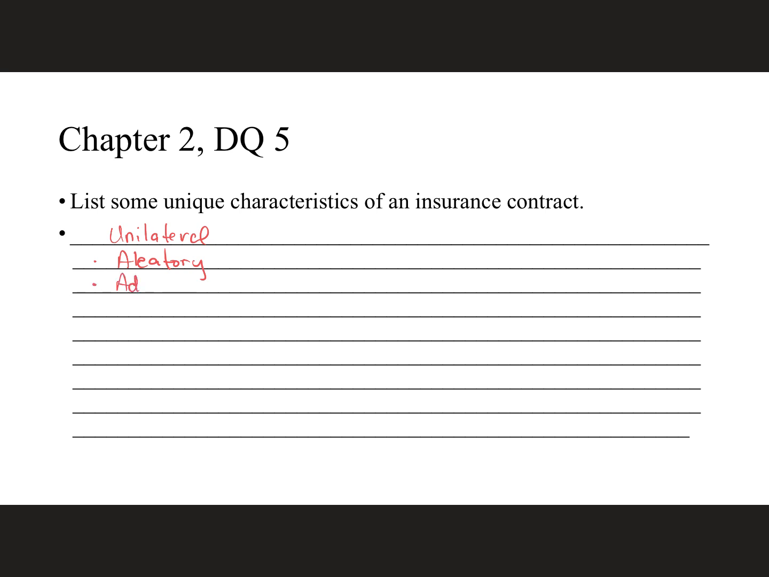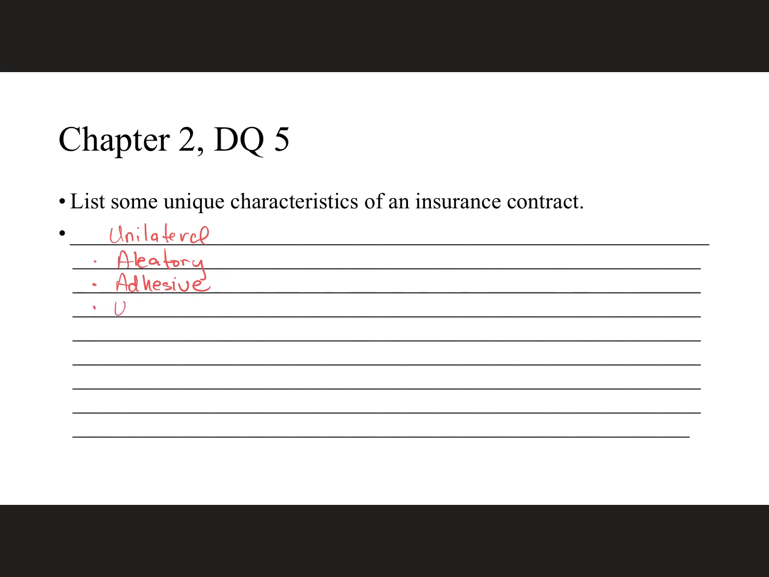Next, we have adhesion or adhesive. This is the idea that the insured had no opportunity to negotiate any of the terms in that contract. So, for example, when you get a contract for life insurance from an insurance carrier, you don't have the opportunity to make any changes to that contract. And because of that, if there are any ambiguities, any things that are unclear, those are typically going to benefit the insured. So that's the idea of adhesive.